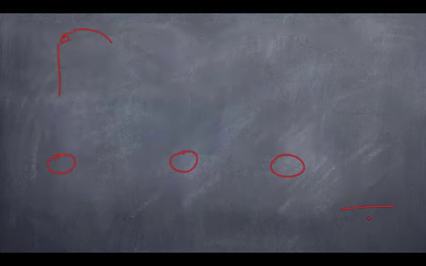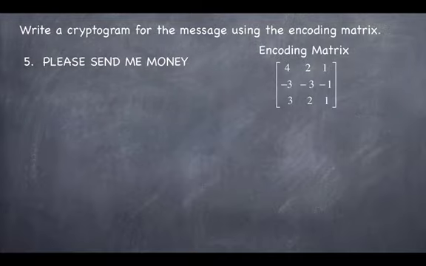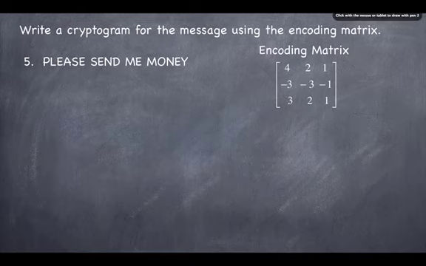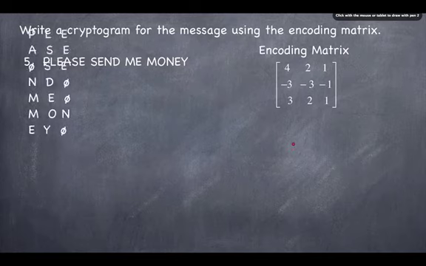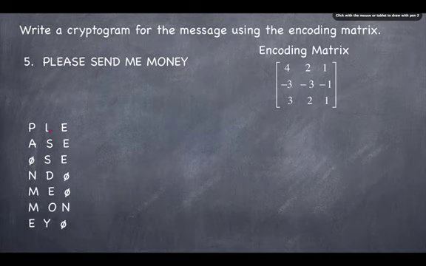Next slide. Here we go. This is different. This is: write a cryptogram for the message using the encoding matrix. What's the encoding matrix? This right here, this 3 by 3. So then I'm going to encode this message: Please send me money. This is what I'm going to do. I'm going to write this as 3 columns.